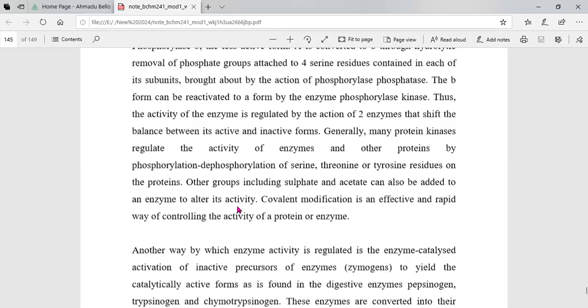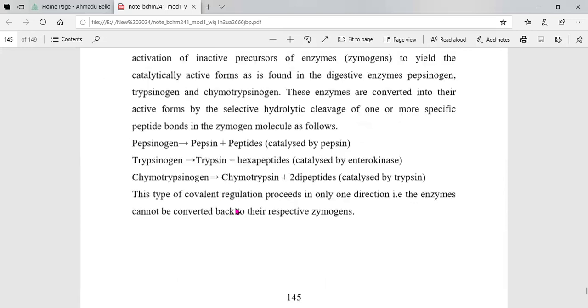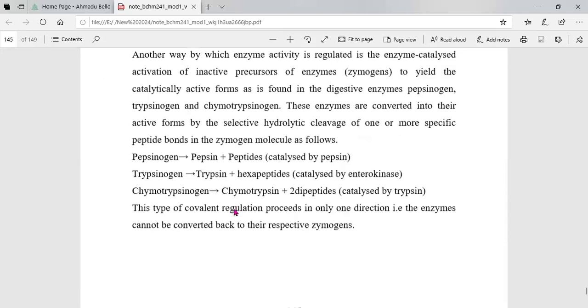So we also have what we call a clinical application.